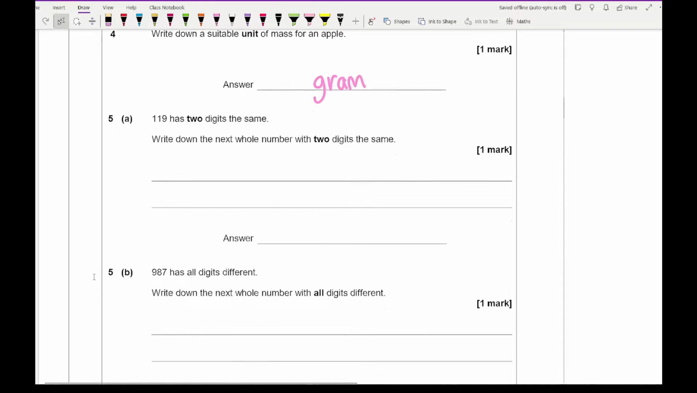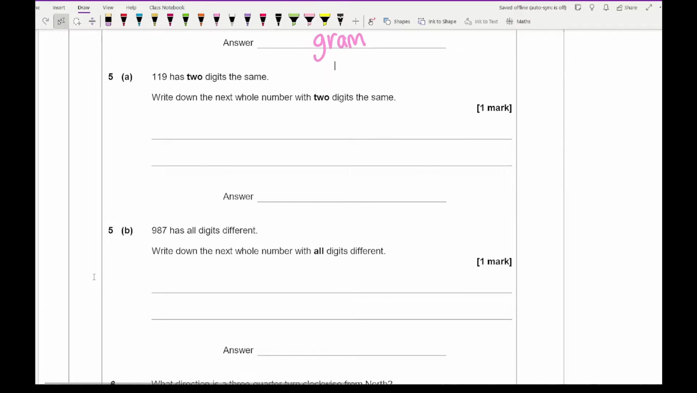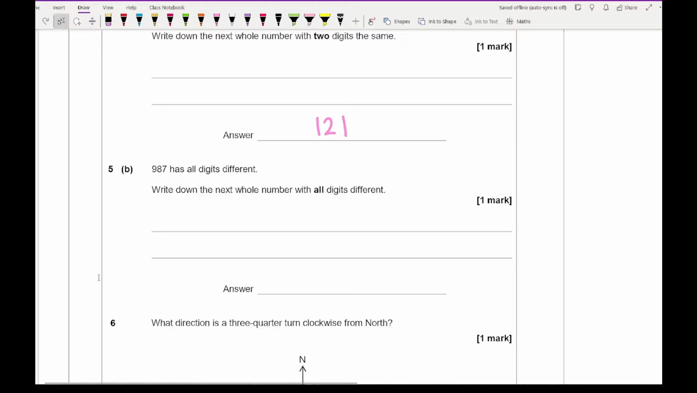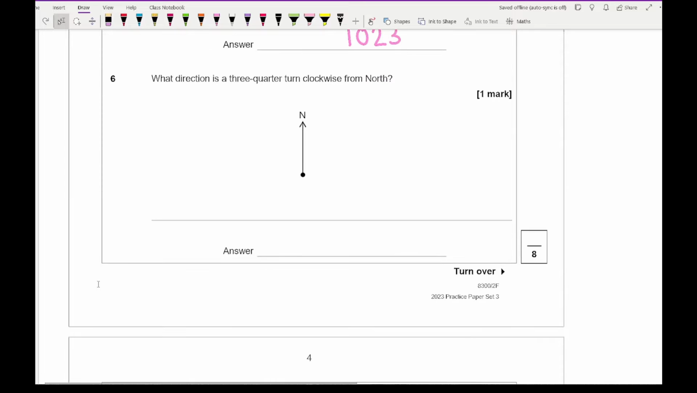And then for question 5a, it says 119 has 2 digits the same. Write down the next whole number with 2 digits the same. Now the correct answer you should have there is going to be 121. Then for question b, it says 987 has all digits different. Write down the next whole number where all the digits are different, in which the correct answer you should have there is going to be 1023. Question 6 says write down the direction that is 3/4 turned clockwise from north. So we are facing this direction here, and that is going to be west.